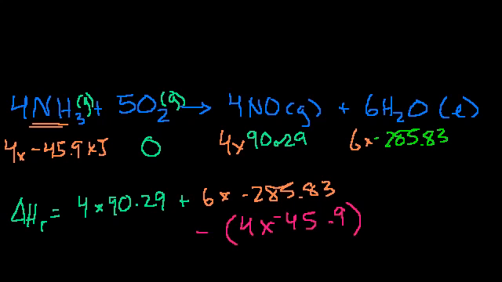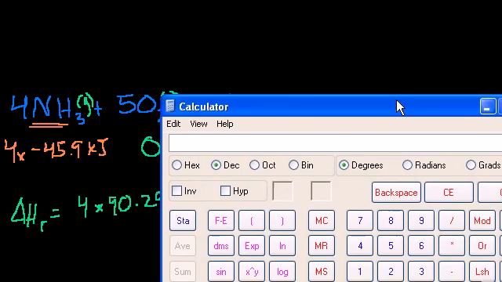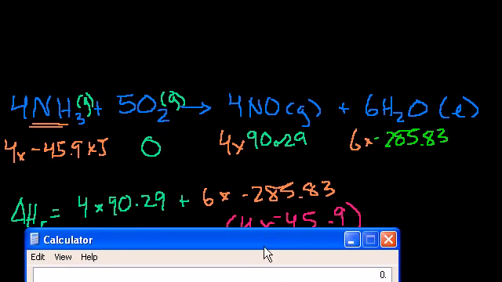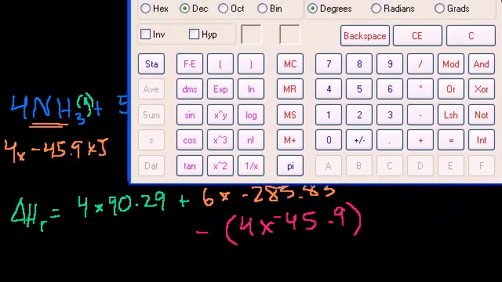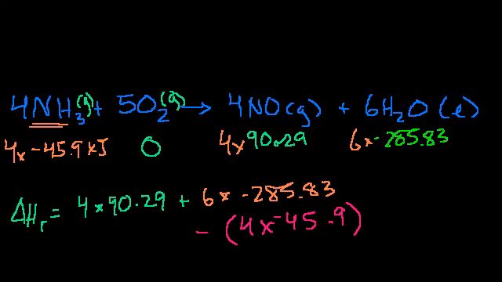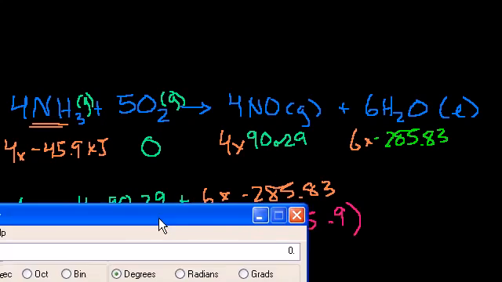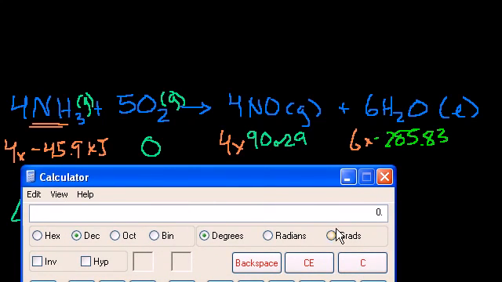So what did we end up with? Let me get the calculator out. I'll just do it off the screen because my screen is getting filled up. So I have 4 times 90.29 plus 6 times negative 285.83 is equal to, so far we're at minus 1353. And does that sound about right? Yeah, that looks about right.